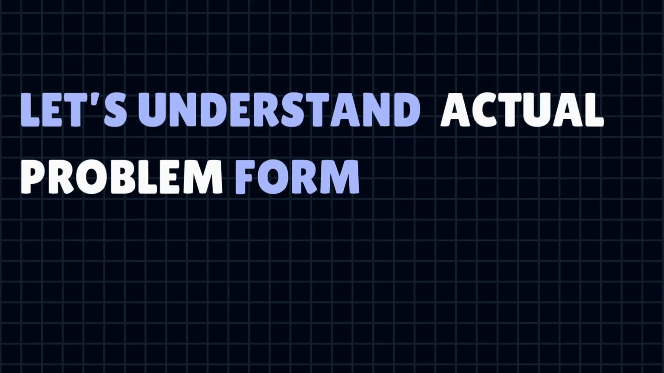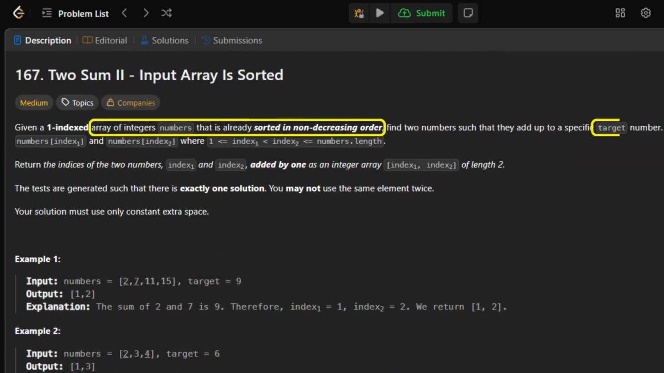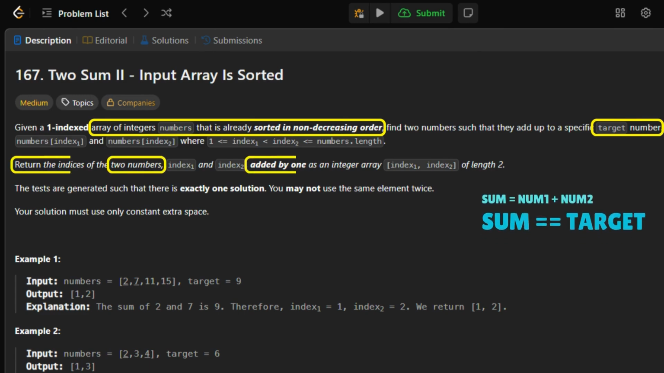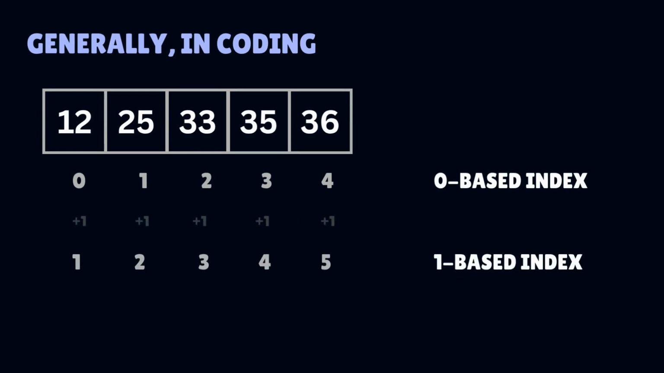Let's first understand the actual problem from LeetCode. We are given a sorted array and a target value. Our task is to find 2 numbers such that their sum equals the target, and return their 1-based indices. In coding, we normally start counting from 0. That's called 0-based index. But in this question, they ask us to return 1-based indices. That means we just add 1 to each index before returning it.